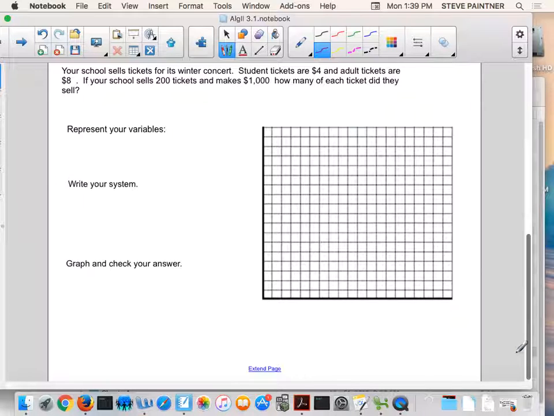Your school sells tickets for its winter concert. Student tickets are $4. Adult tickets are $8. Okay, guys, they're giving you information about the tickets. This next sentence: if your school sells 200 tickets and makes $1,000. When you read these story problems, most of them have totals. Like a total and a total, you have to write two equations. Usually your totals are going to be the right side of your equation.